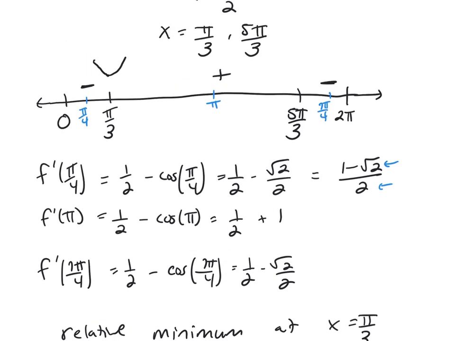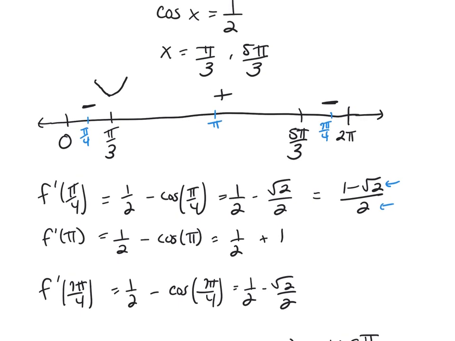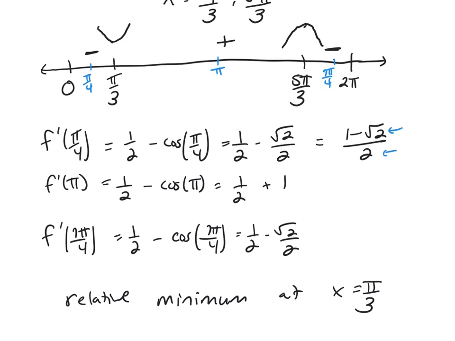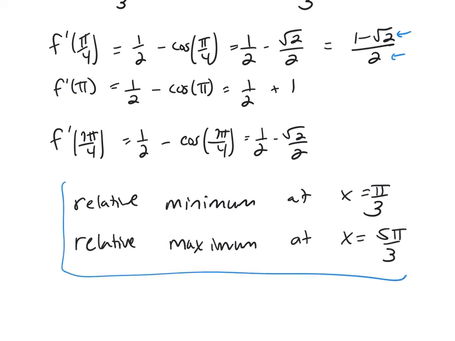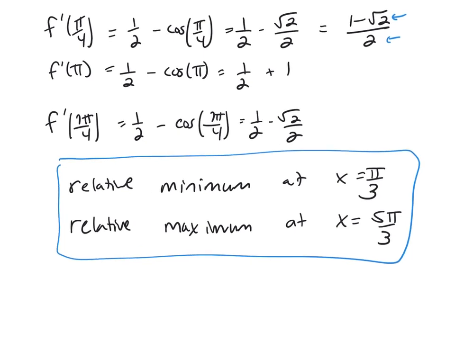And let's look over here. My function was increasing, but then it switched to decreasing. So that means I have to have a relative maximum. I have a peak or a highest point. So you have a relative maximum at 5 pi over 3. So those are my relative extrema.